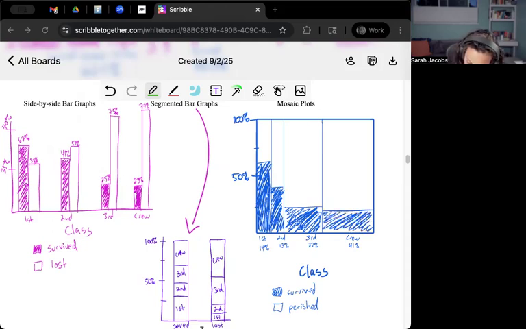So once again, we can see that the distribution of survival is not even. Knowing what class someone was in could give you a decent idea of how likely they were to survive or not.